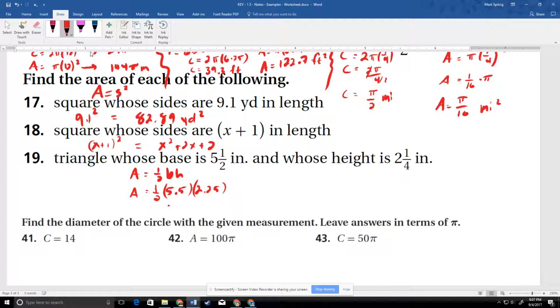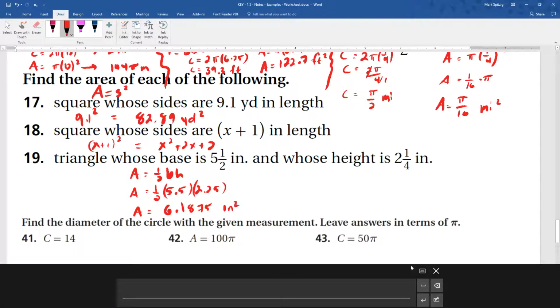Sorry, I said that. So 6.1875, which is just going to be sick. I mean, if we wanted to change it, where's my cursor? Don't know. Let's go still with red, it's fine. But that is our area. And then this is going to be square inches.